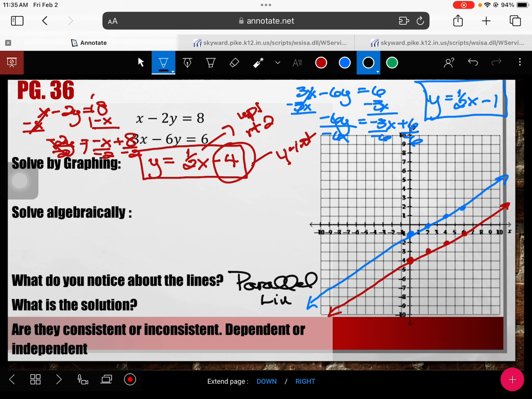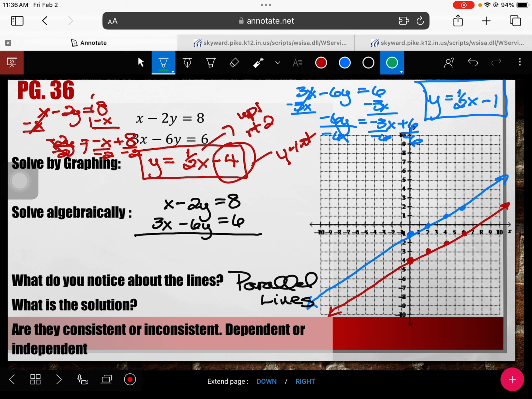Parallel lines. We do need to solve algebraically, it says. So let's go do that. x minus 2y equals 8, and 3x minus 6y equals 6. Should we use substitution or linear combination here? Linear combination or elimination, right? We want to add these together. Which one do we multiply with a number, and what number? Multiply the first one or the second one, and by what amount?